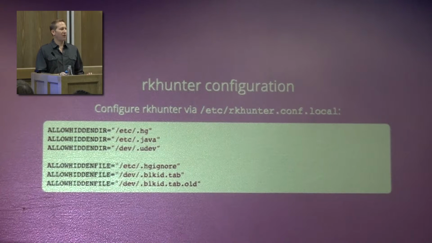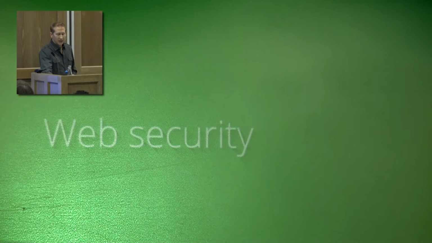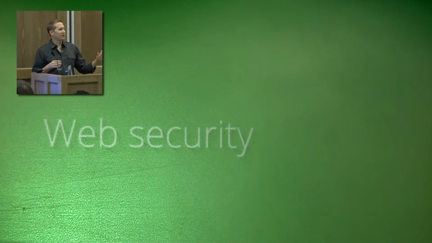And sometimes I'll find that there's legitimate things, like say a Mercurial directory or other things that will end up in directories that it monitors. And this is a way of telling it, hey, yeah, I know those things are there. I put them there. You don't need to warn me about them. So that's sort of the server side of things.